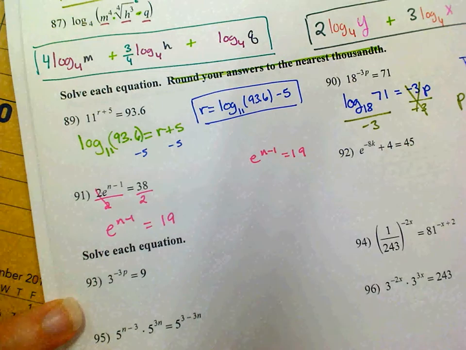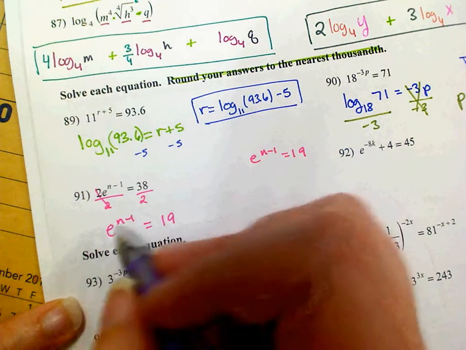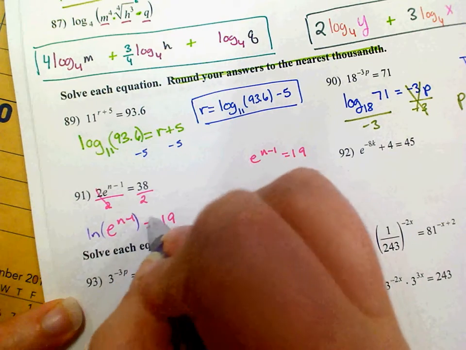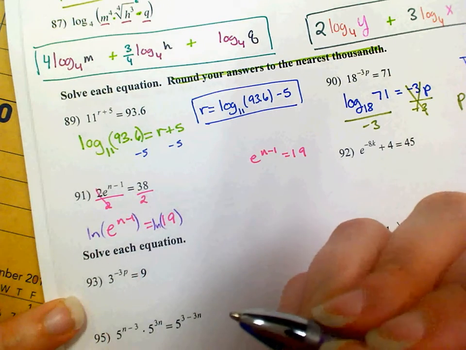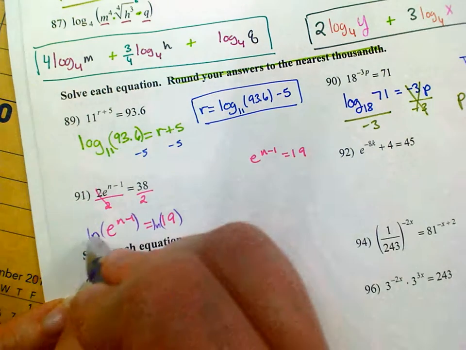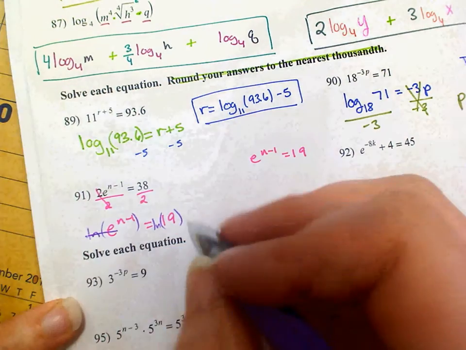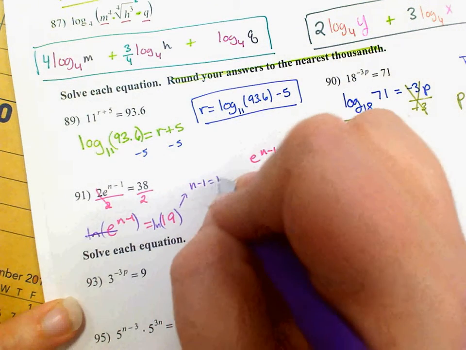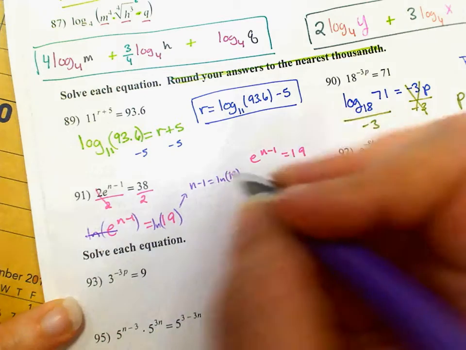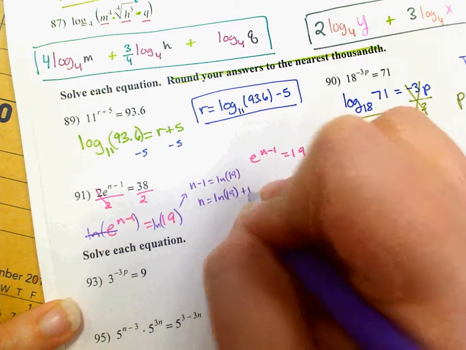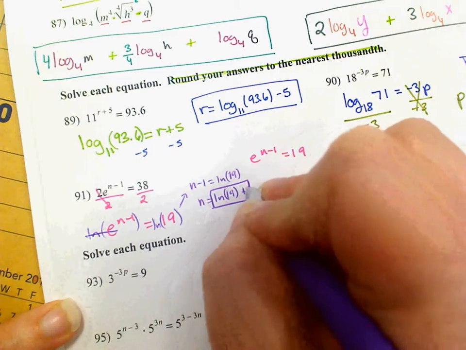One is how I would do it, which I know that natural log is the inverse of that. Natural log is an operation, so I'm taking the natural log of both sides, kind of like you take a square root of both sides. If you put a natural log on this side, that is very wrong, okay? So natural log of e to the n minus 1 is just n minus 1, and that equals the natural log of 19. And so then I add 1, and so my answer is the natural log of 19 plus 1. And that's it. Okay?